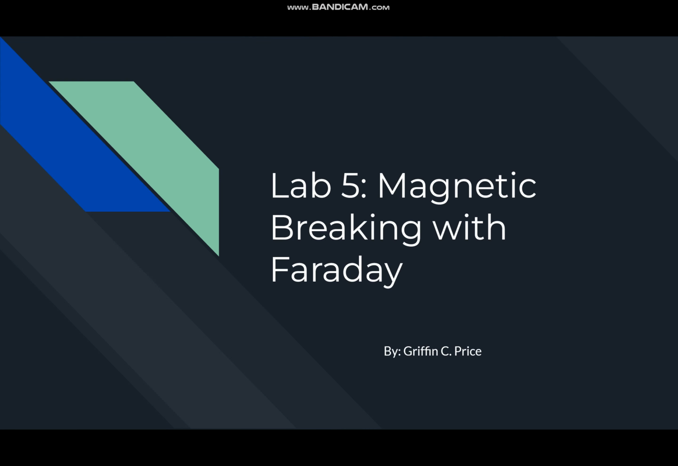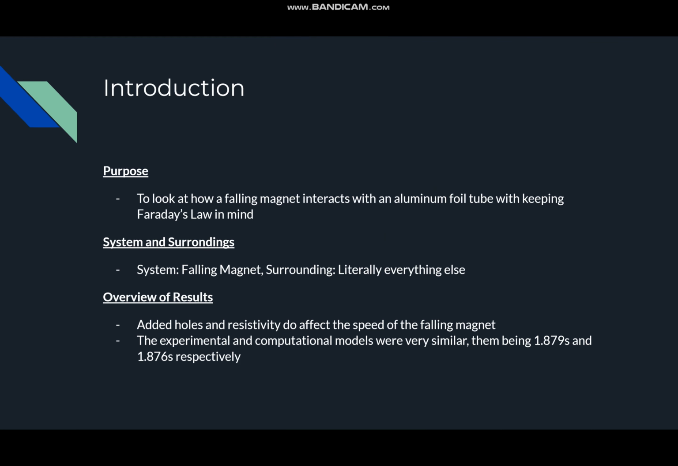This is Lab 5, Magnetic Braking with Faraday, by Griffin Price. To introduce this lab, the purpose of it is to look at how a falling magnet interacts with an aluminum foil tube, keeping Faraday's law in mind. The system is the falling magnet and the surroundings are literally everything else.